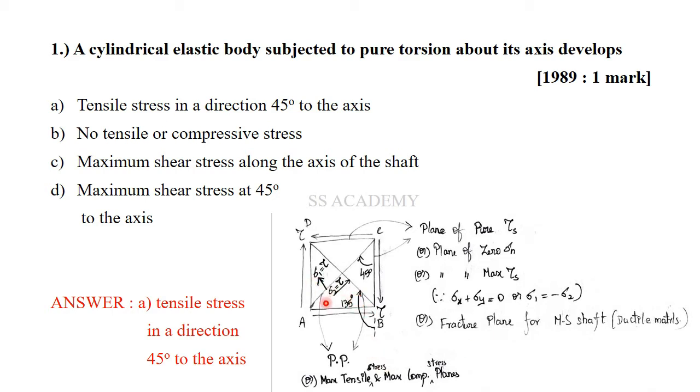And these two are called principal planes, and the stresses acting on those are called principal stresses. Now you can see that tensile stress is acting at 135 degrees to this face. So when you consider an axis which is perpendicular to the paper, you will be getting 45 degrees, that is, you will be getting 45 degrees in this angle. So tensile stress in the direction 45 degrees to the axis is developed.